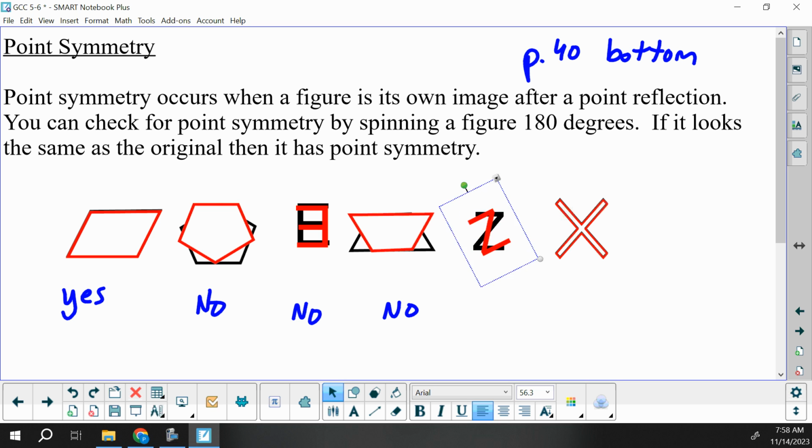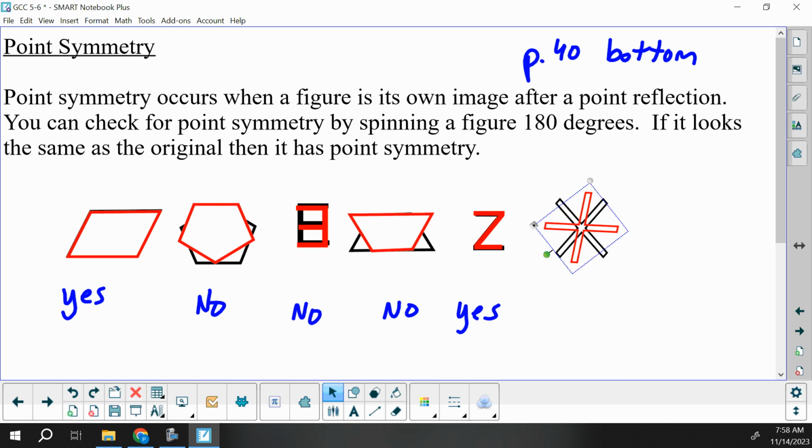Our trapezoid, when I spin it upside down, does not look the same, so that does not have point symmetry. Our Z, when we spin it upside down, looks like I maybe didn't have it matching perfectly, but the intent was for that one to land right on top of it and be the same. So that would be a yes. And this last one, the X, if we spin it upside down, it does land right on top of itself and look the same, so that would have point symmetry.